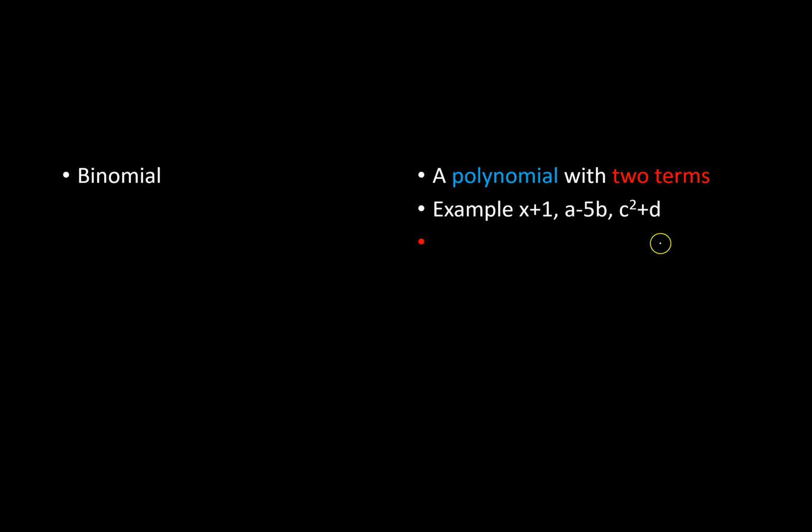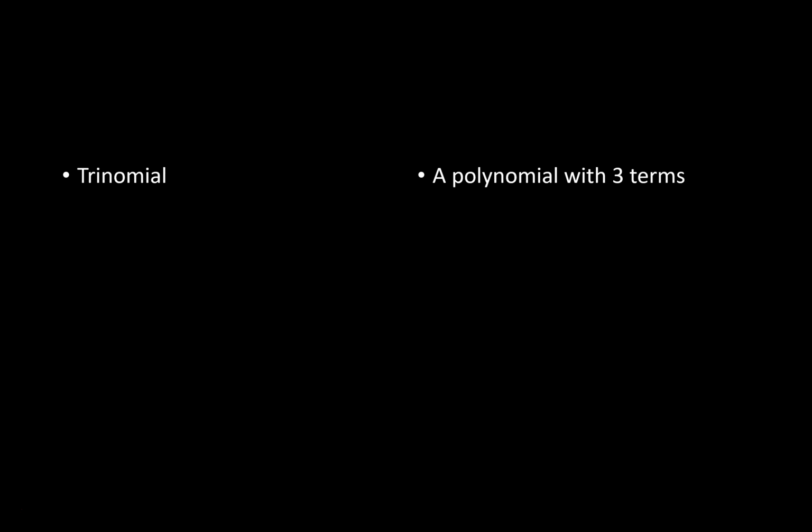c squared plus d. c squared by itself is one term. d by itself is another term, separated by a plus symbol. Binomial. A trinomial, so a polynomial with exactly 3 terms. So an example would be a plus b plus c, which we already did, or the one you're going to see more often coming along is going to be x squared plus 2x plus 1, where you have the same variable, but you have 3 terms split by 2 plus or minus symbols.